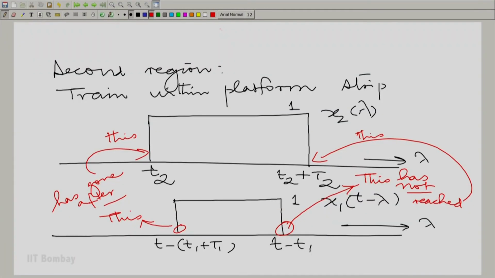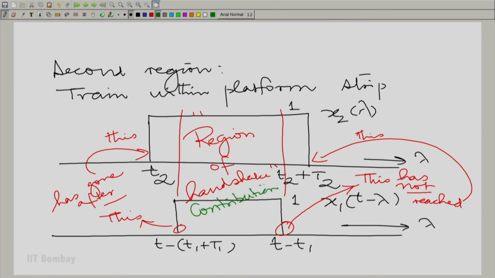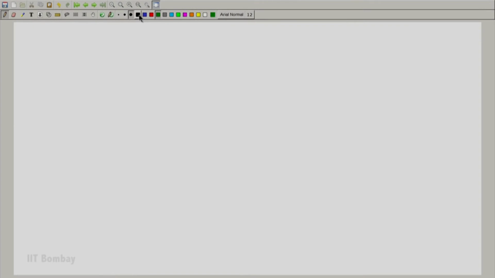So, how much is the total effect of the handshake? The entire train is in the platform strip. So, you have complete handshakes from the train, but not all over the platform. So, let us look at that. Let us mark that in green. This is the portion of the handshake, all extending the region of handshake. And how much does that contribute? The contribution is all of T1, 1 into 1 integrated over a length of T1. So, the contribution is very simple. So, there we go. You can write down the convolution.